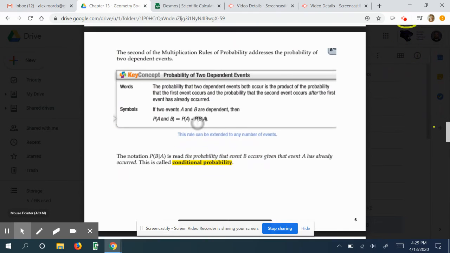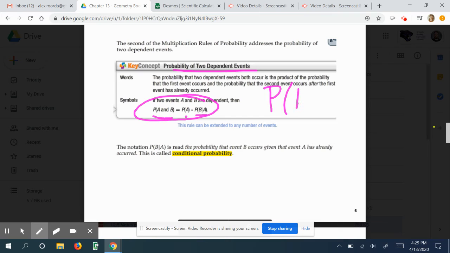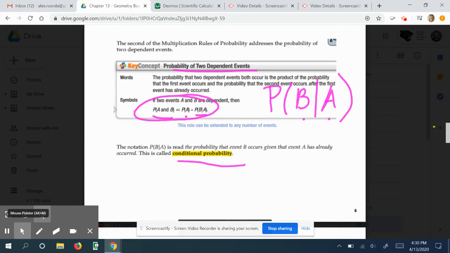Now, what happens if we have two dependent events? So in that one, they were independent because there was the same number, 8 slips both times. Well, when we're looking at two dependent events, we have this. The probability of A and B occurring would be the probability of A times this one right here. And this means the probability of B happening such that A has already occurred, or the probability of B after A has happened. And they're conditional probabilities. That's the special name that we have.